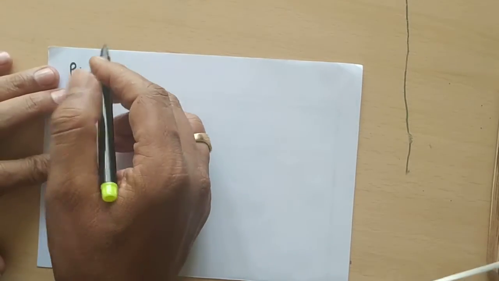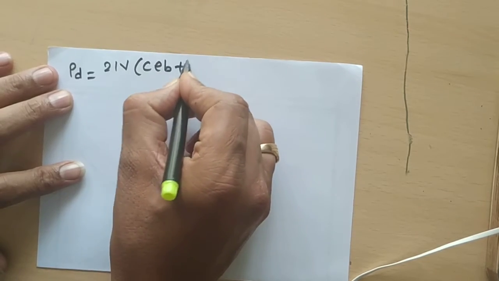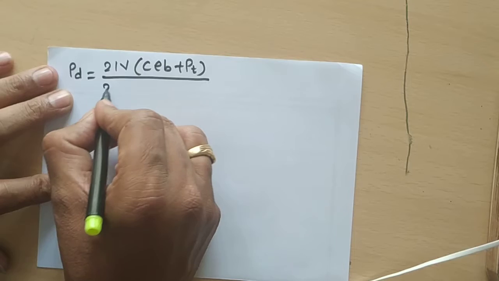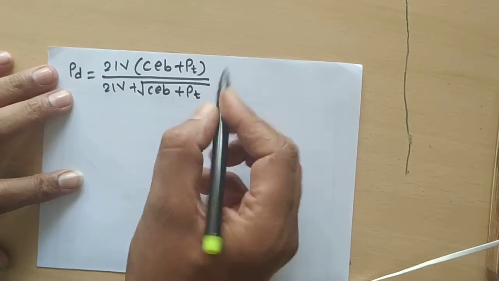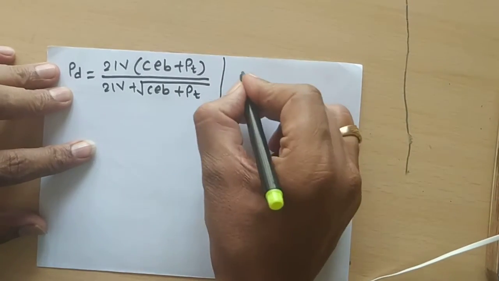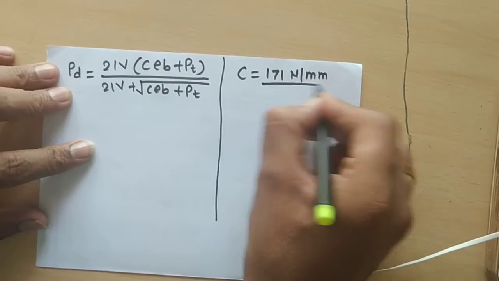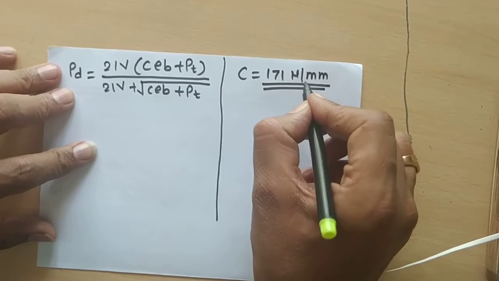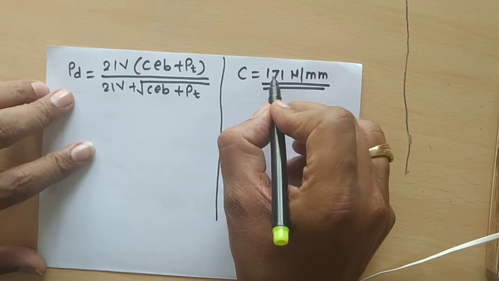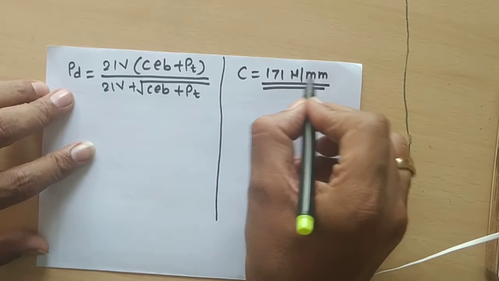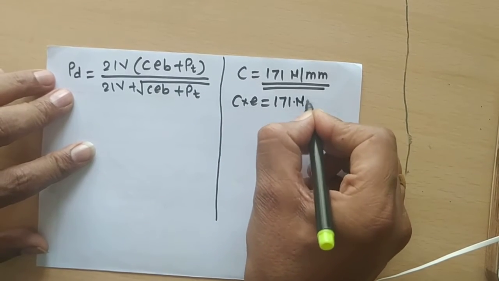The equation for PD is 21V (CEB plus PT) upon 21V plus under root CEB plus PT. But in the numerical, the value of C is given as 171 Newton per mm. The unit of C is actually Newton per mm square, but it is given in the numerical as 171 Newton per mm. Now if it is in Newton per mm, then this value is nothing but C into E.